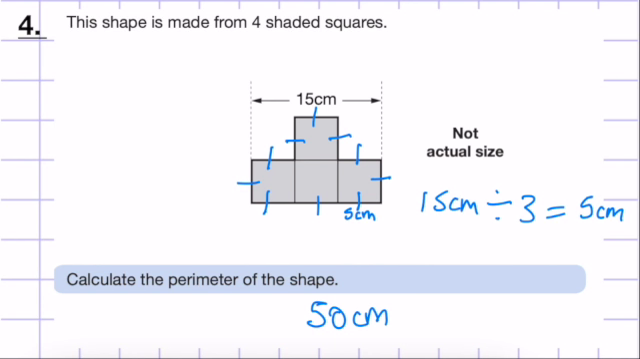Let me just double check that I have counted them correctly, because I always like to double check. 1, 2, 3, 4, 5, 6, 7, 8, 9, 10. Yeah, I'm happy with that answer.